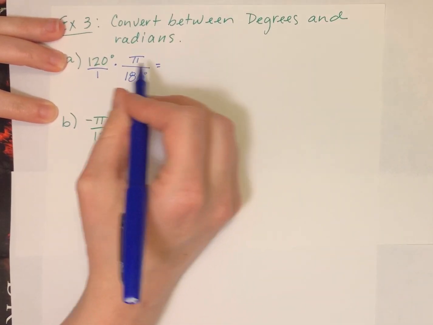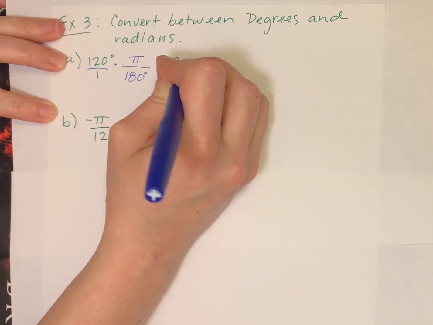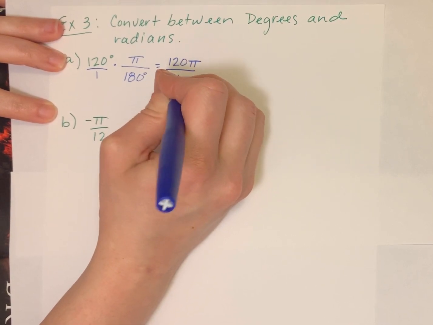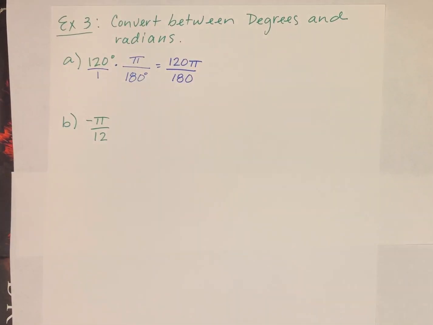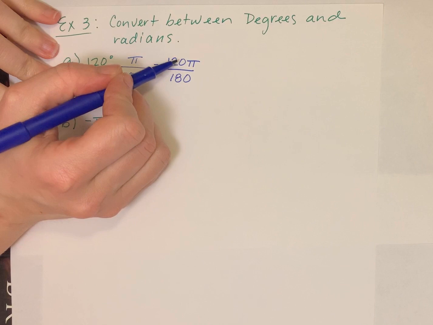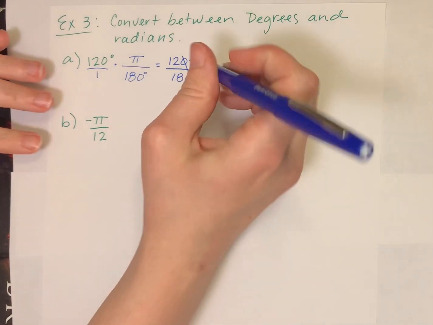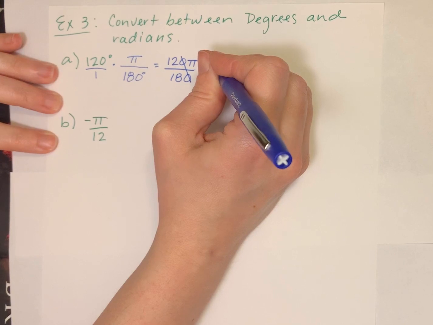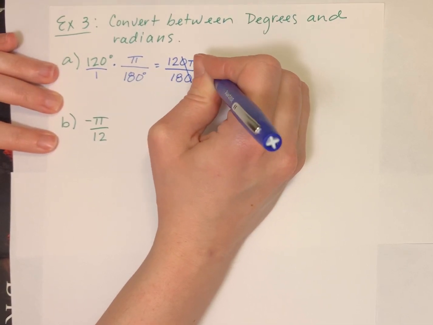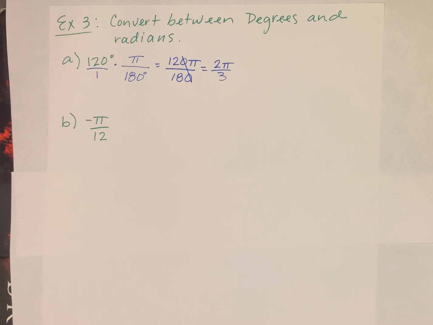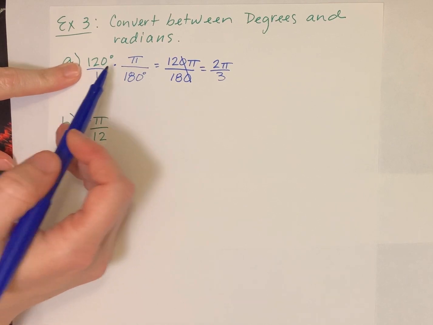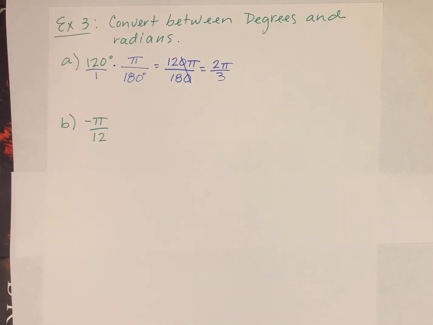So this is equal to 120 pi over 180. We want to leave pi in our answer. We don't want a decimal answer. We're just going to reduce this fraction. So we can cancel out the zeros, and then we can simplify 12 over 18. They're both divisible by 6. So 2 pi over 3. You're kind of treating pi like it is a variable. So 120 degrees in radians is 2 pi over 3.